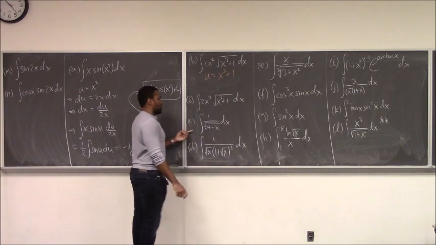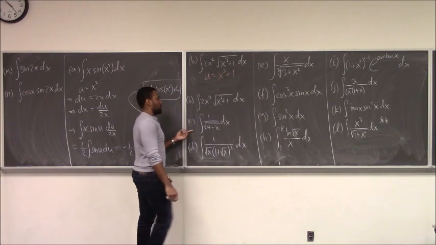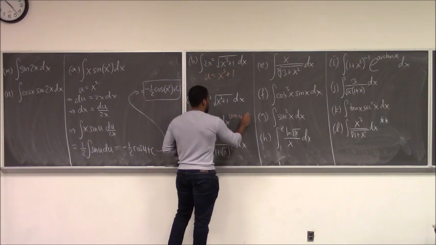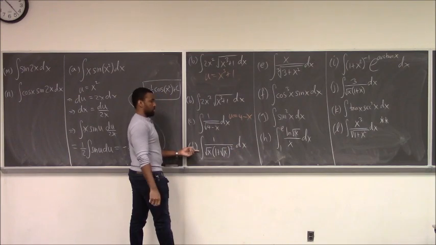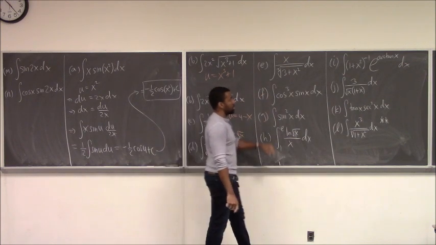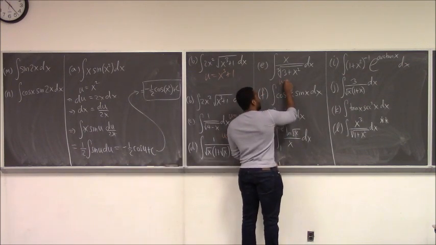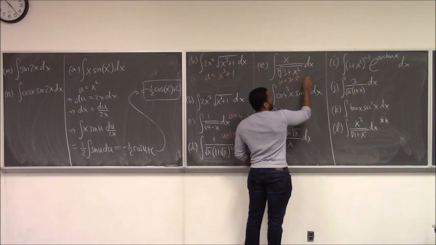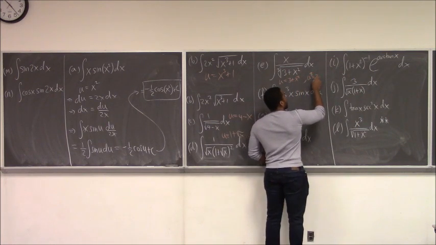What would you choose for u here? 4 minus x. u equals 4 minus x. Here, 1 plus the square root of x. 1 plus radical x. Here, 3 plus x squared. You can let u equals 3 plus x squared. You can also do something like u cubed equals 3 plus x squared.